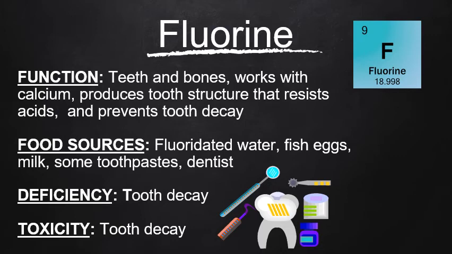Most of us get enough fluorine just by drinking water. If you only drink and cook with bottled water, you might not be getting enough fluorine. However, a dentist can easily tell if you're getting enough, too little or too much fluorine. Fluorine can also be found in fish, eggs, milk, and even some toothpaste will include it. And your dentist can also apply fluorine directly to your teeth to help with tooth decay if that's an issue.